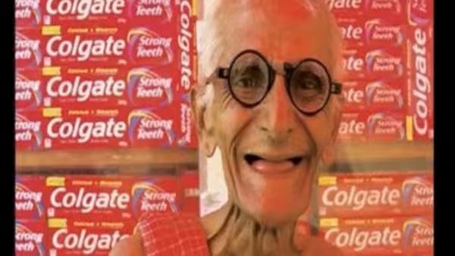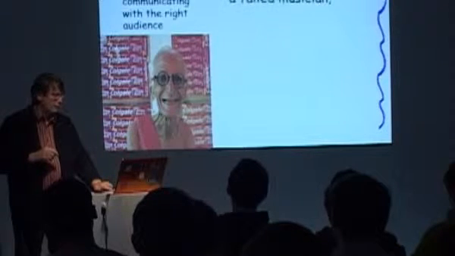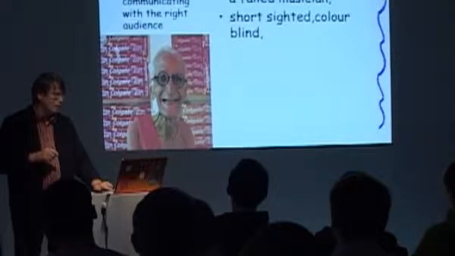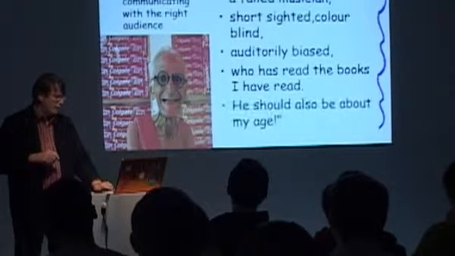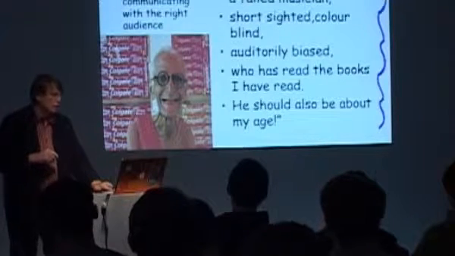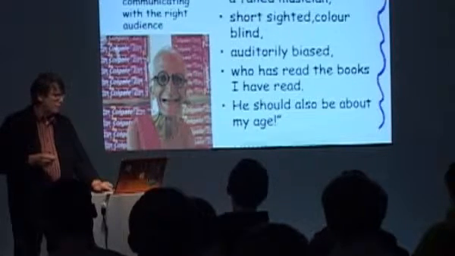You can see that Colgate here are advertising to the wrong audience, because this old lady has no teeth. We have a famous author, Anthony Burgess, who wrote the novel Clockwork Orange, and he knew his audience brilliantly. He said the ideal reader of his novels is a lapsed Catholic, a failed musician, short-sighted, colourblind, auditorily biased, who has read the books I have read. He should also be about my age. In other words, his audience was himself.